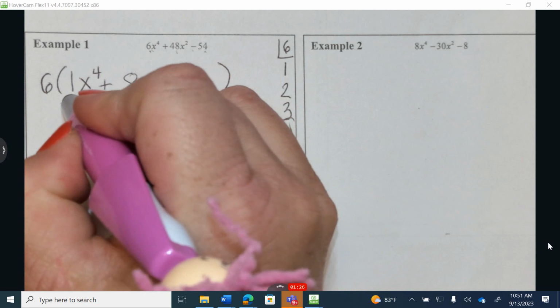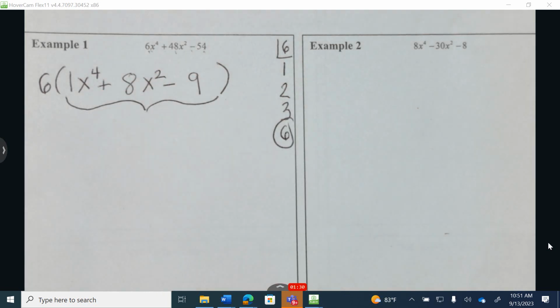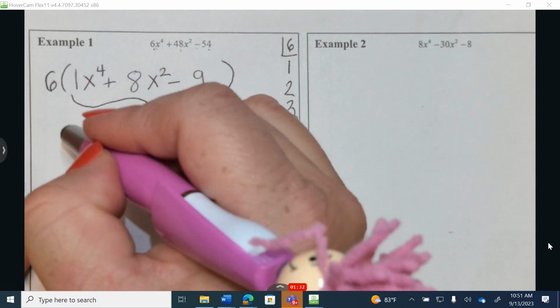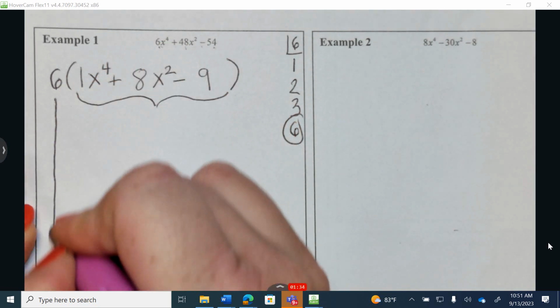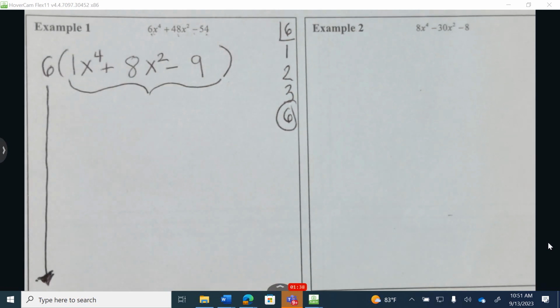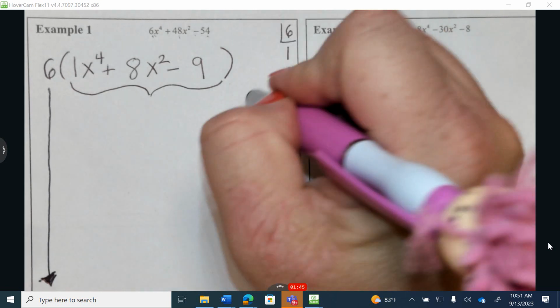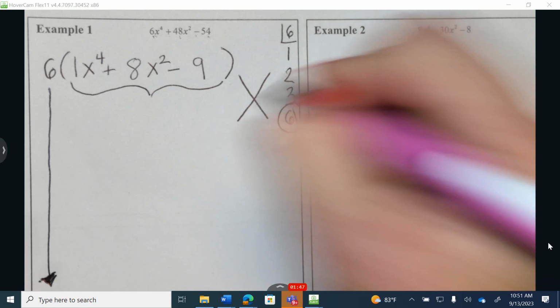Now, please make this squiggly bracket. I'm only going to focus on this portion and draw an arrow from the 6 going straight down to the very bottom. We are not going to worry about the 6 until the very end when we put our final answer. What do I do with this portion? Okay, let's make that x.